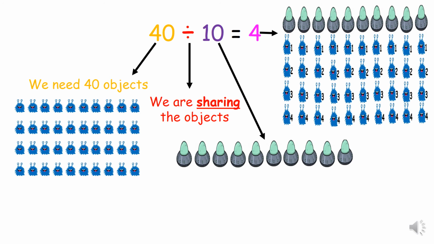So we began with our 40 aliens. We shared those aliens out underneath 10 spaceships. And each spaceship had 4 aliens.